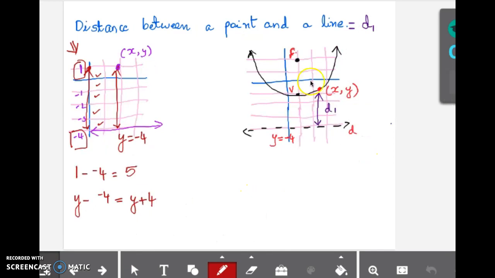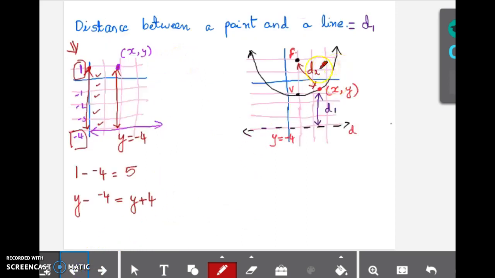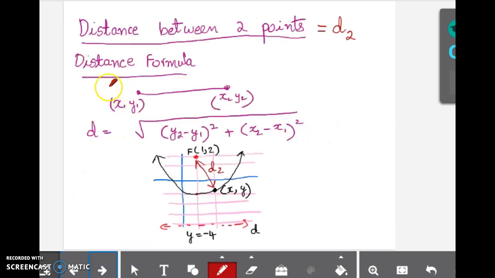Now we have to find the distance d2, which is the distance between the focus and the point. This is d2. To find d2, we first have to realize that d2 is a distance between 2 points. The first is a point called the focus and the second one is a random point (x, y) on the parabola. How can you find the distance between 2 points? That distance, which we call d2, is found by the distance formula.